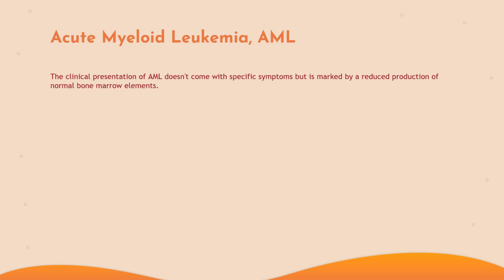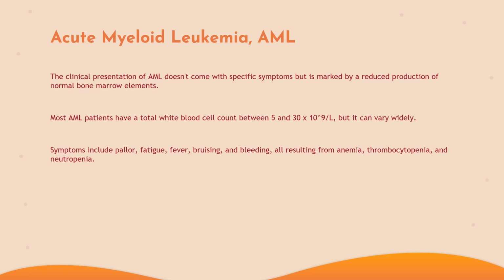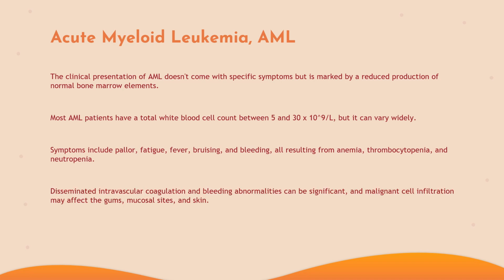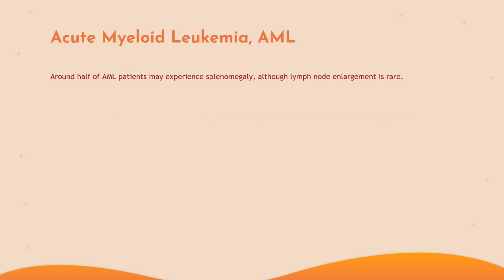The clinical presentation of AML doesn't come with specific symptoms but is marked by a reduced production of normal bone marrow elements. Most AML patients have a total white blood cell count between 5 to 30 billion per liter, but it can vary widely. Symptoms include pallor, fatigue, fever, bruising, and bleeding, all resulting from anemia, thrombocytopenia, and neutropenia. Disseminated intravascular coagulation and bleeding abnormalities can be significant, and malignant cell infiltration may affect the gums, mucosal sites, and skin.